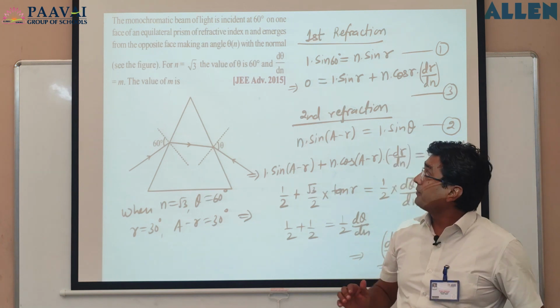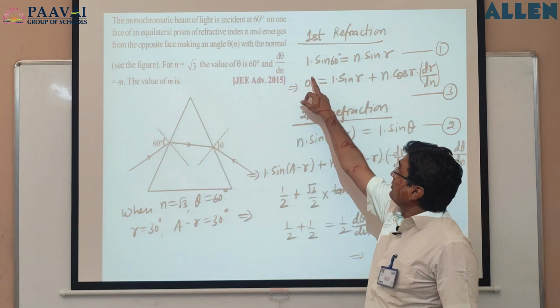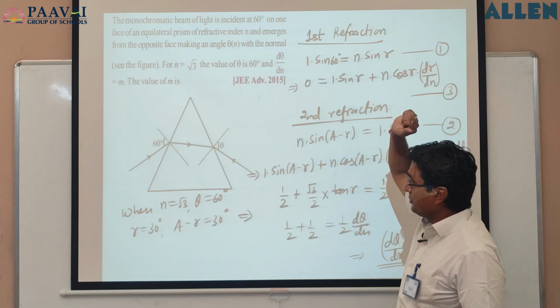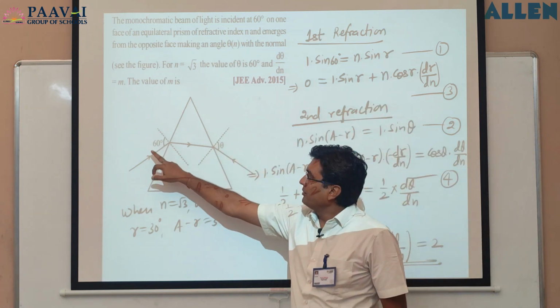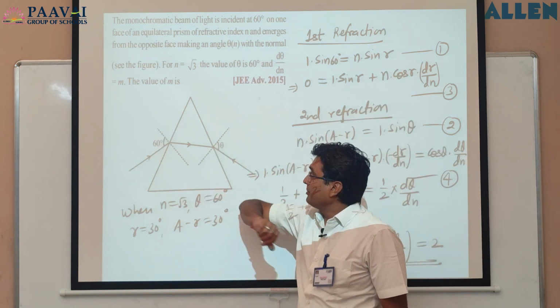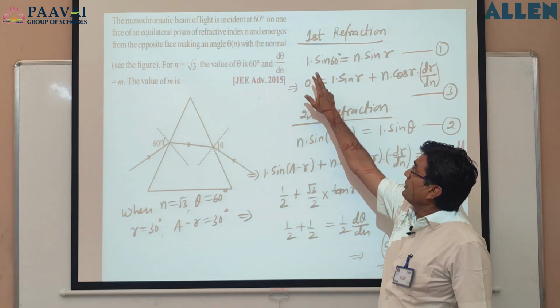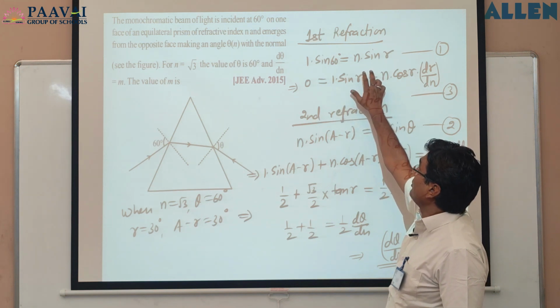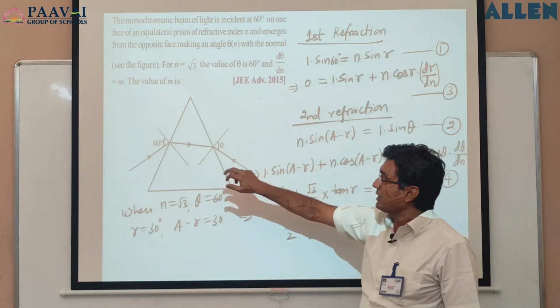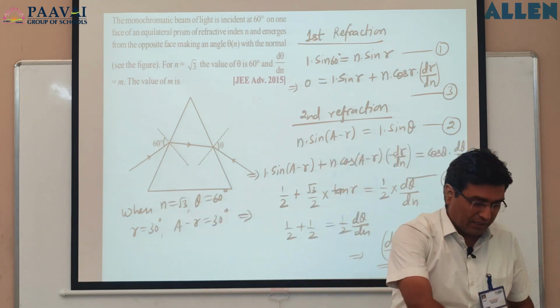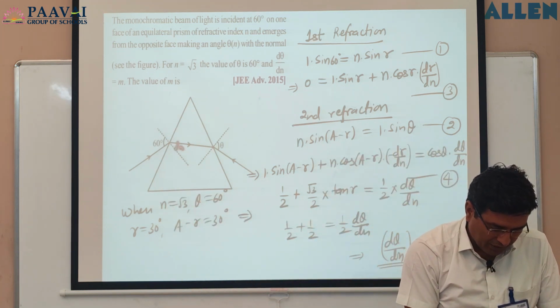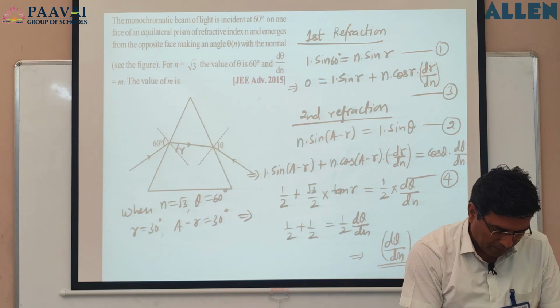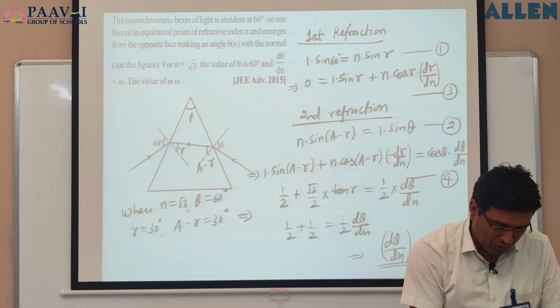If you just see the refraction at the first surface, we can say mu 1 sin i1 equals mu 2 sin i2. The first surface is where it is outside, air medium. So, the refractive index for air is 1, into sin 60 degrees, which is the angle of incidence, equal to n into sin r. I have taken this angle to be r, the angle of first refraction, and the second angle of refraction will become A minus r, where A is our angle of prism, which is given as 60 degrees.